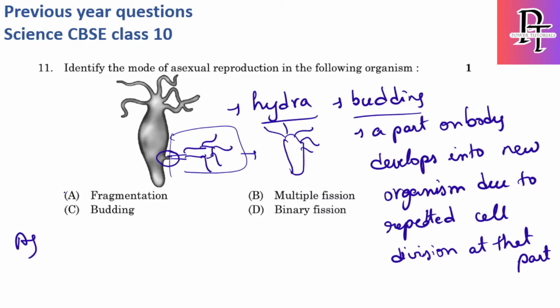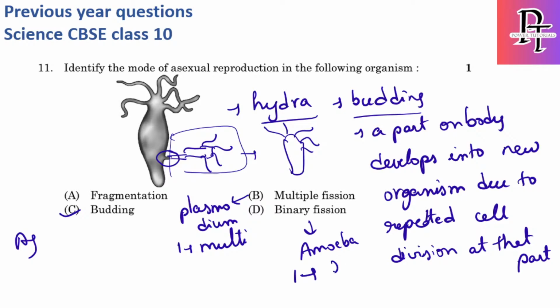So as I mentioned, this question's answer is budding, C. Multiple fission is different, this happens in plasmodium. One individual will be divided into multiple, so this way it is called multiple fission. And binary fission happens in amoeba, where one is divided into two. One cell will be cut into two cells, and those two form new individuals. So if one is dividing into two, it is called binary fission.